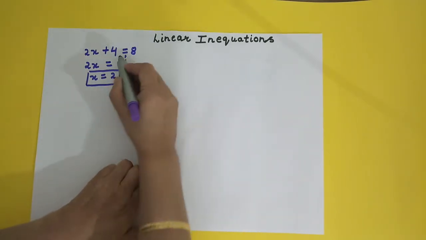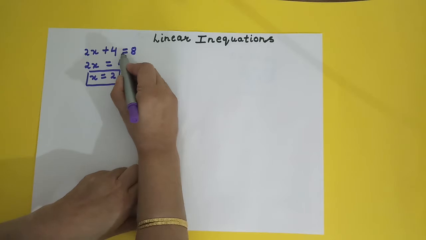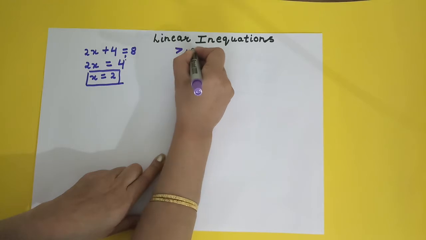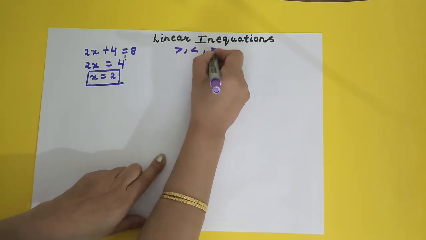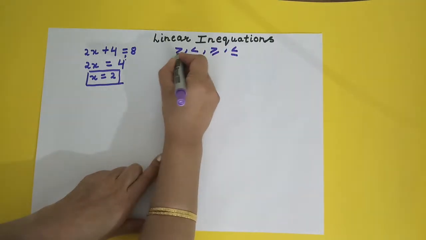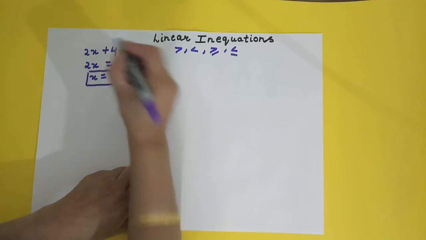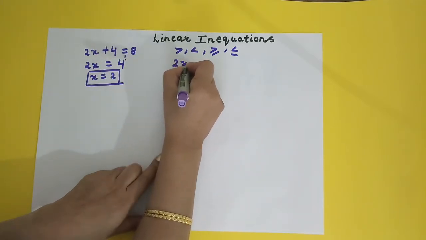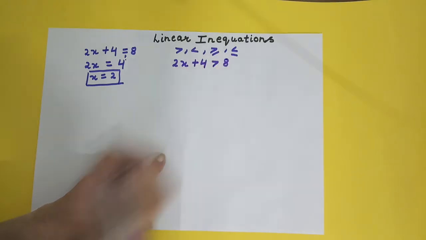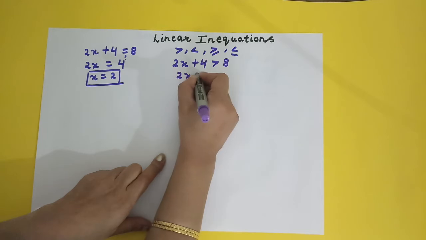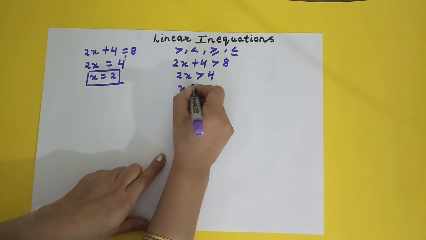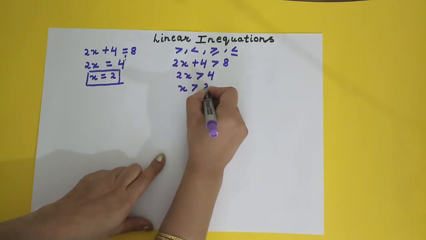That means that we have to replace this equality sign by either the greater than sign, or less than sign, or greater or equal to sign, or less or equal to sign. Let's choose one of these signs and use the same equation. Say for example, I have 2x + 4 > 8. So my 2x will be greater than, if I shift this 4 to this side, 4. That means my x will be greater than 4 divided by 2, which is 2.